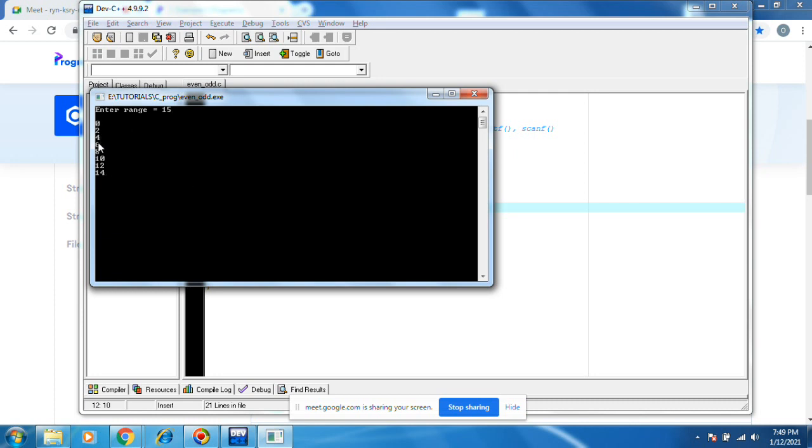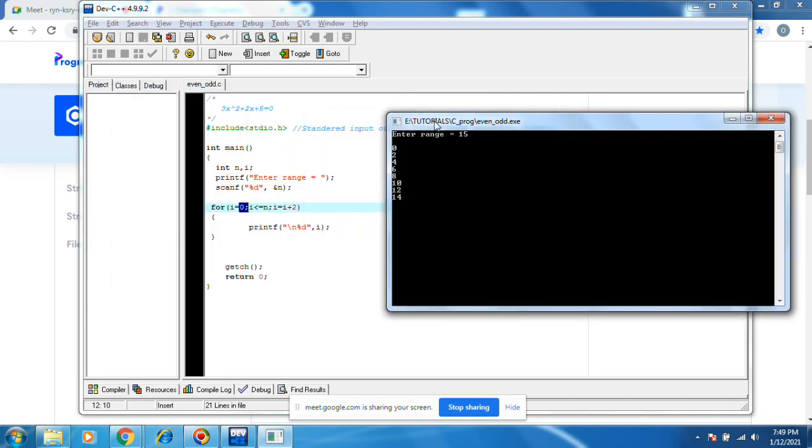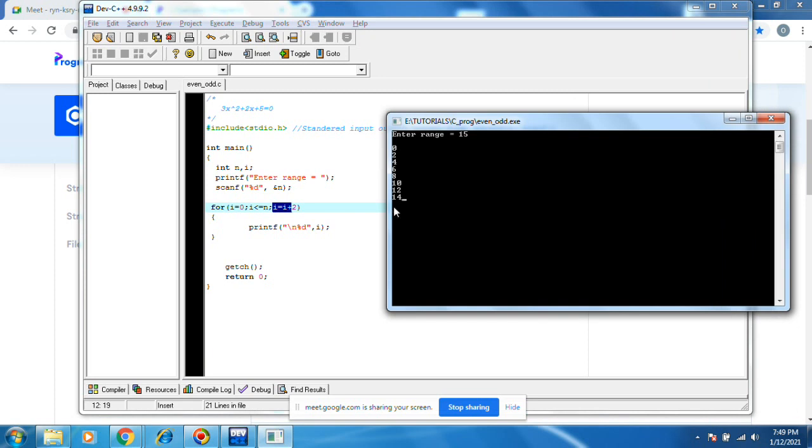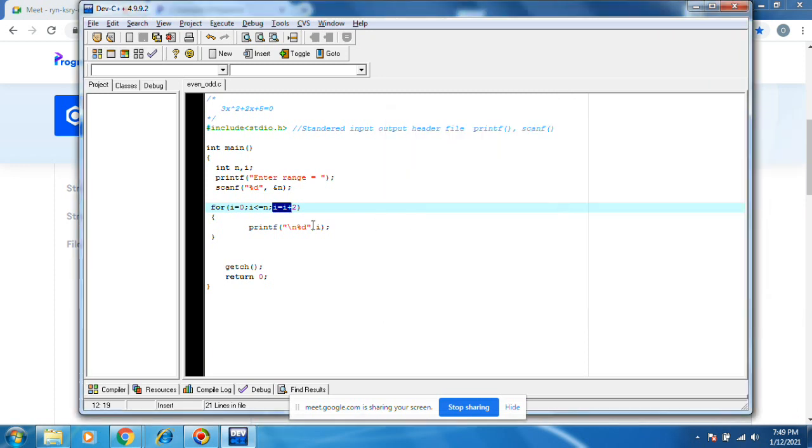You see 0, 2, 4, 6, 8, up to 14. I got from 0, I am incrementing by 2. That's why 0, 2, 4, 6, 8 come. If I want to print odd numbers, the same way you can start with 1, incrementing by 2. 1 plus 2 is 3, 3 plus 2 is 5, 5 plus 2 is 7. Like that, it will come. Execute, compile and run.